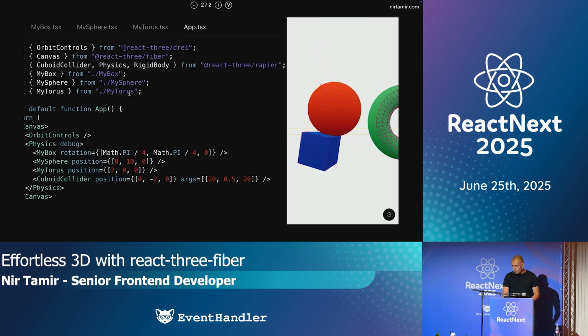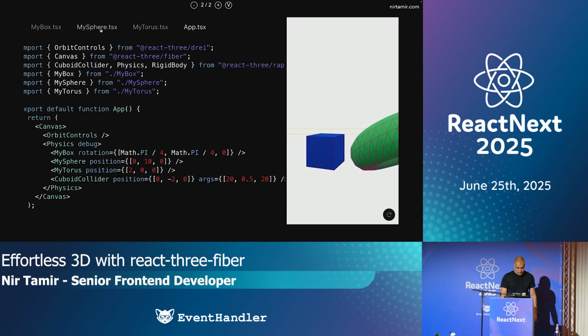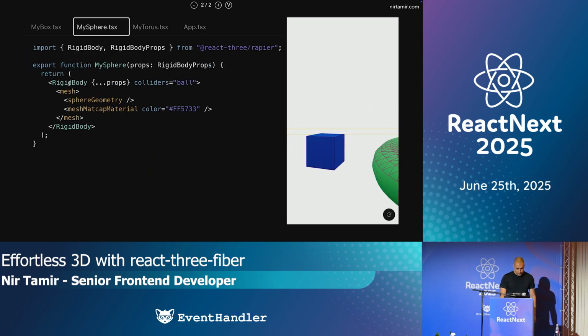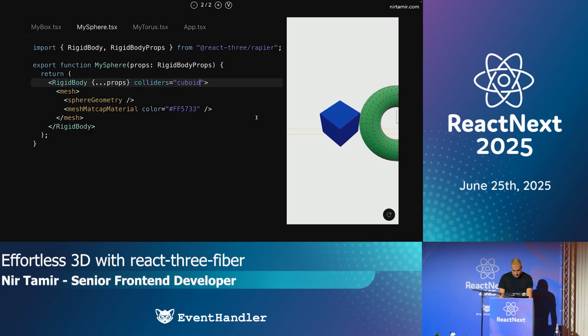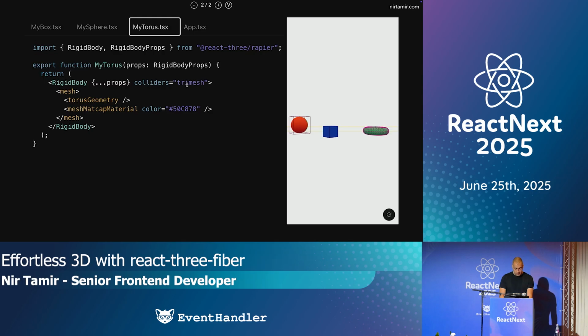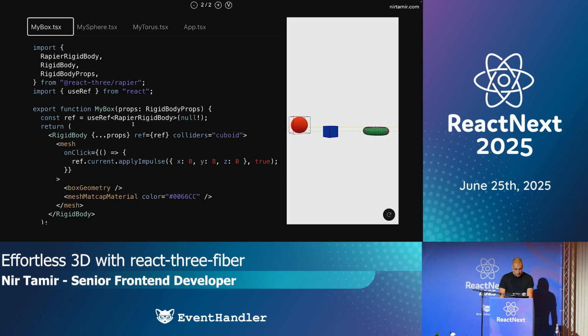Now, we can create multiple components, like sphere and torus. And for the sphere component, I will use the collider of ball, because it looks like a ball. If I used a cuboid, the ball would behave like a cube from the physics perspective. And for more complex objects, we use trimesh. Now, if you look at the ball, I made an onClick event handler so that every time I click on the ball, it will jump a little bit. So I apply an impulse in the Y direction. This is how it jumps.